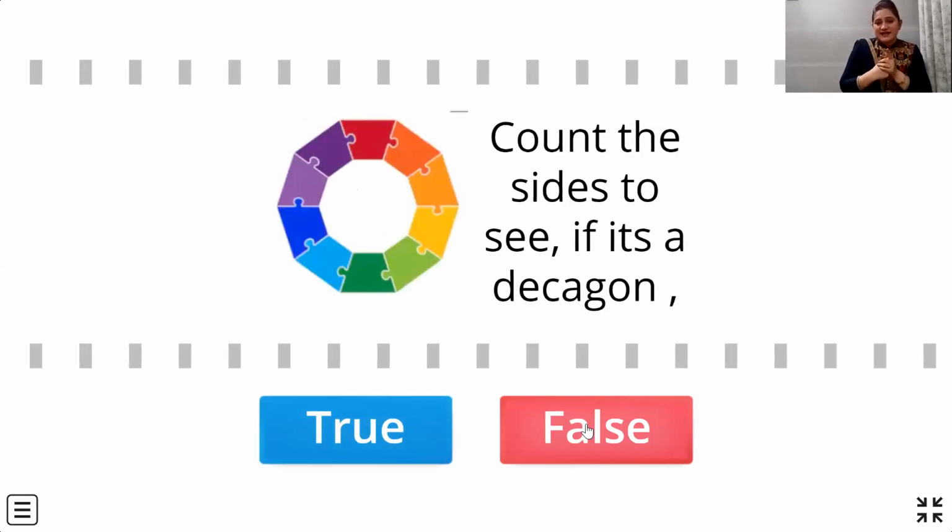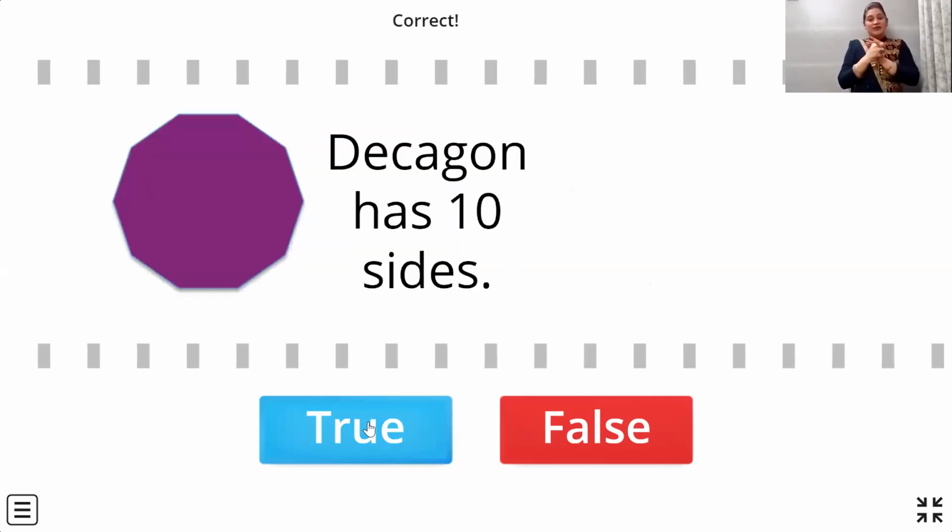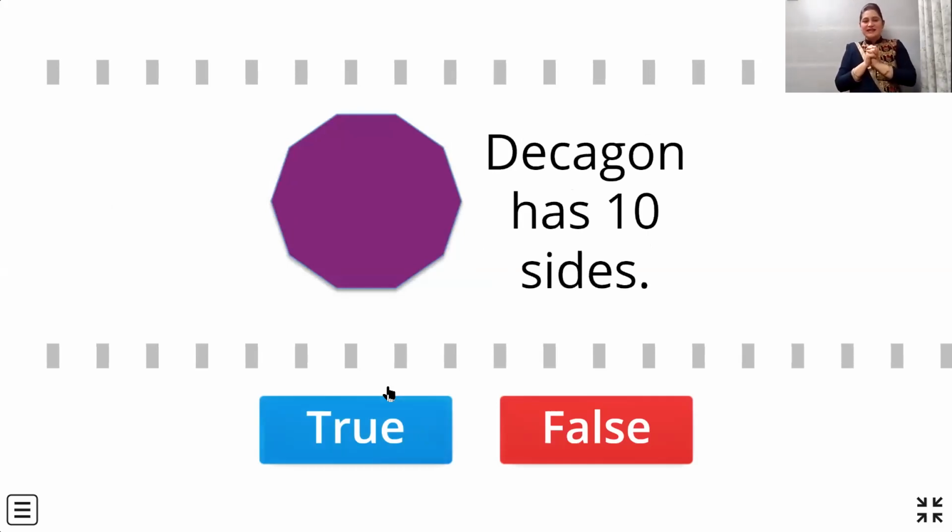Now count the sides to see if it's a decagon. So here we have to count and check. Come on, let's start with red color. Yeah. 1, 2, 3, 4, 5, 6, 7, 8, 9, 10. Yes, it's a decagon. So true. Wow. Now children, you have to answer me. Decagon has 10 sides. Yes or no? True or false? True. Wonderful.